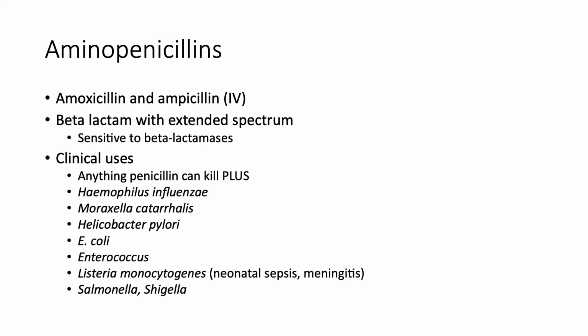Now, the next class of penicillins you should know are the aminopenicillins. This is amoxicillin and ampicillin. Ampicillin is the IV version. And these are beta lactams with extended spectrum. And so they are still sensitive to beta lactamases, though, so you can't use them against Staphylococcus. But they can kill anything that regular penicillin can kill, like Streptococcus.